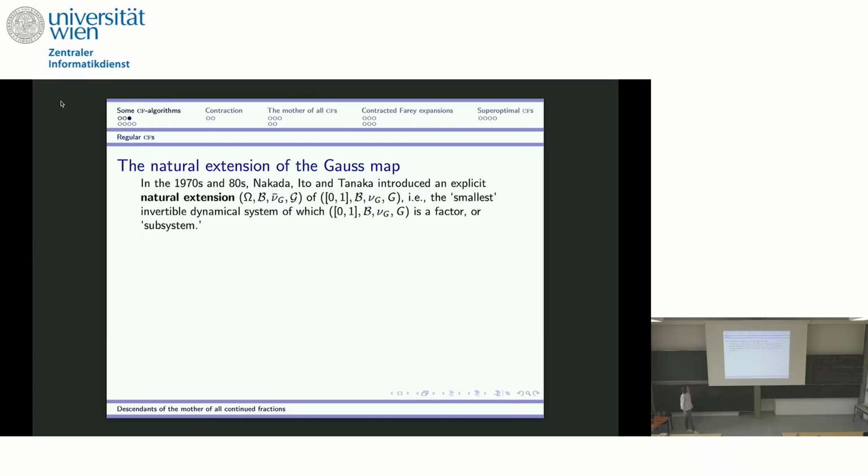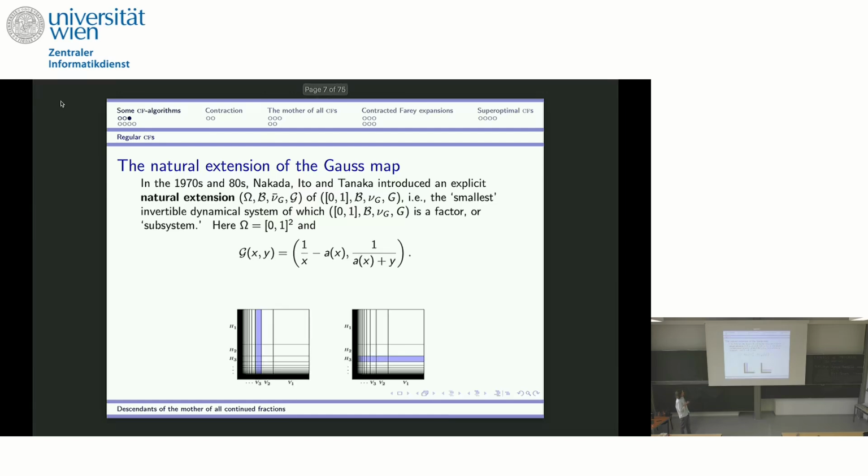An explicit realization of the natural extension was given by Nakada, Ito, and Tanaka in the 70s and 80s. The natural extension, in words, is basically the smallest invertible dynamical system of which the original underlying system is a factor or a subsystem. Here, in the planar natural extension that was given in the 70s and 80s, the domain omega is the unit square. And the map script G is a function from the unit square to itself, given explicitly as shown. In the first coordinate, you have the Gauss map again, and in the second coordinate, it's essentially the inverse of the Gauss map.